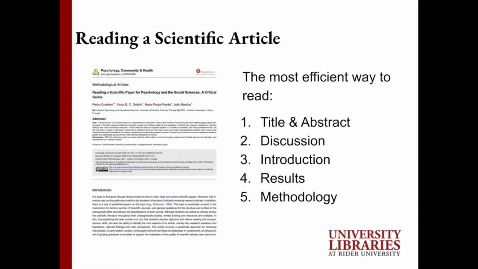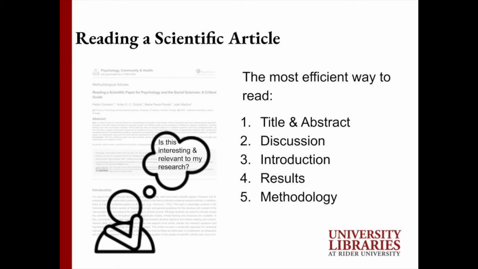When reading a scientific article, the best method is to skim rather than read the entire article. And the most efficient way to read is to first look at the title and abstract, then the discussion, then the introduction, the results section, and the methodology. While reading each section, continue to ask yourself, is this interesting and relevant to my research?